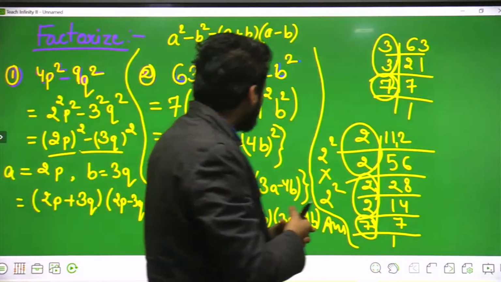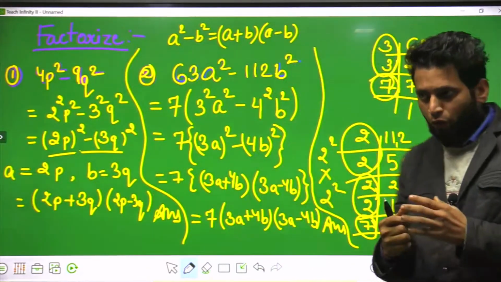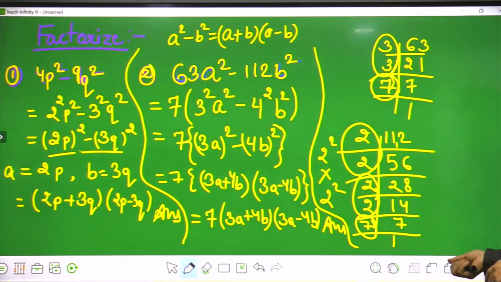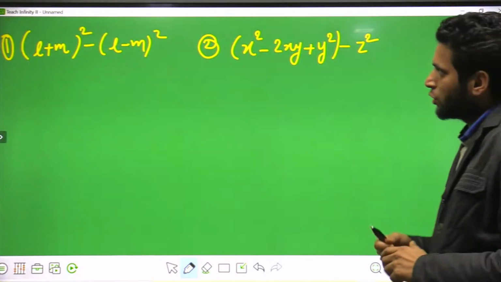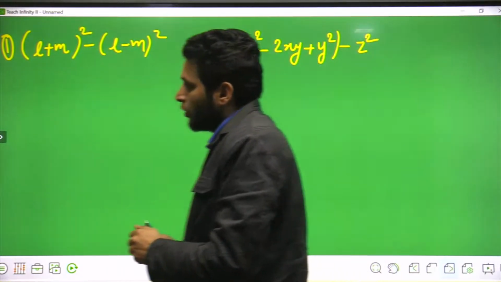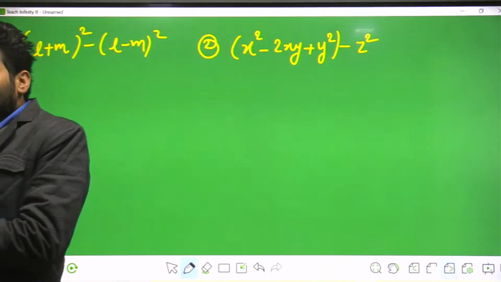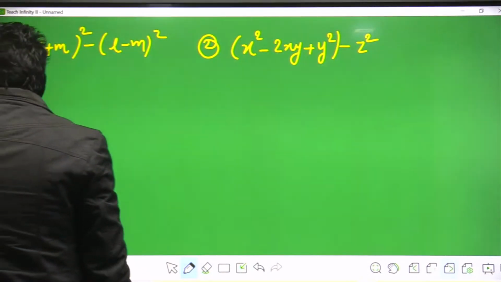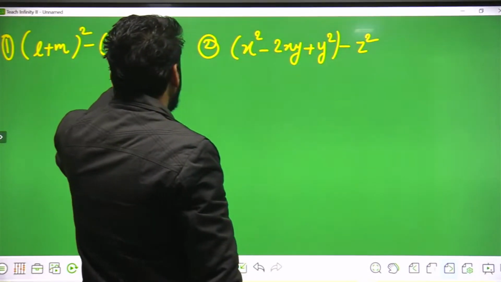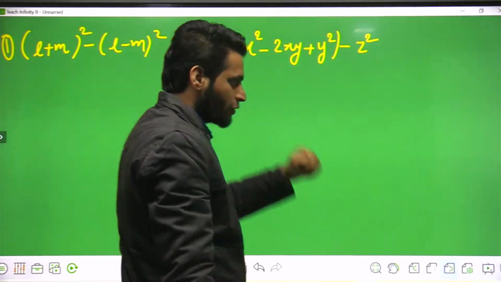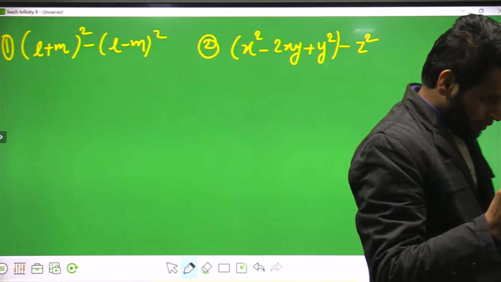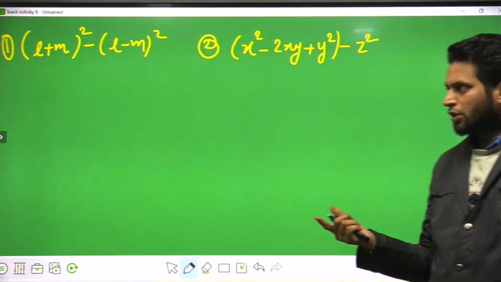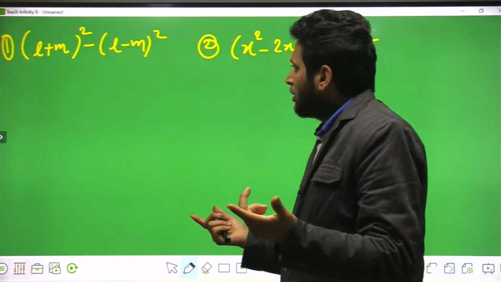Okay, for better understanding, we can take one more example. You can see there are two more examples. First of all, if the question is (l plus m) whole square minus (l minus m) whole square, how can we solve it? First of all, you can see what we can do.